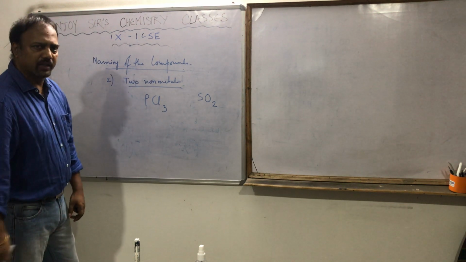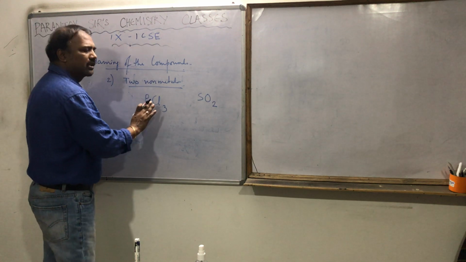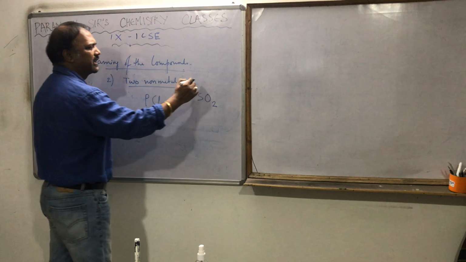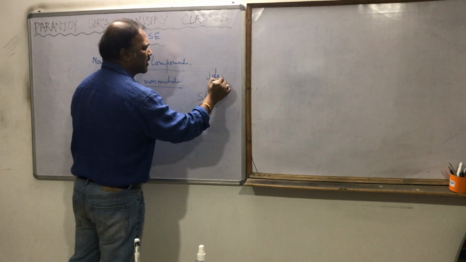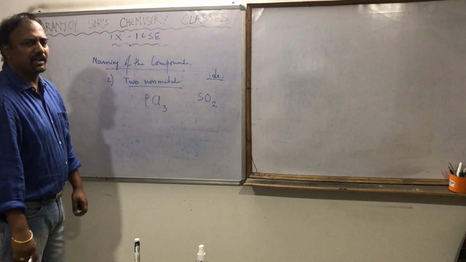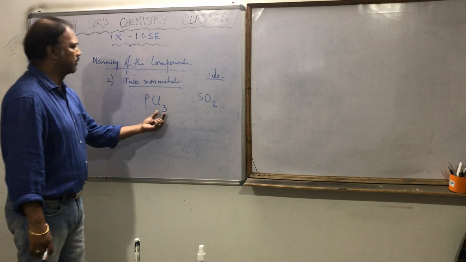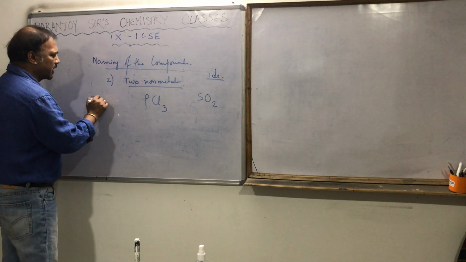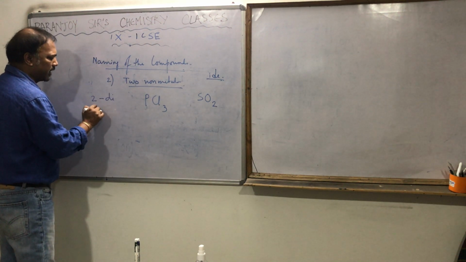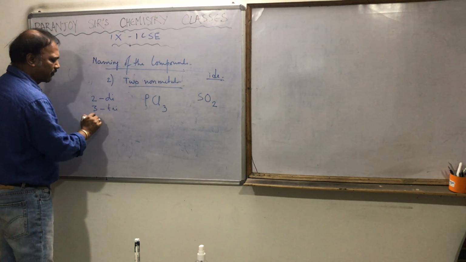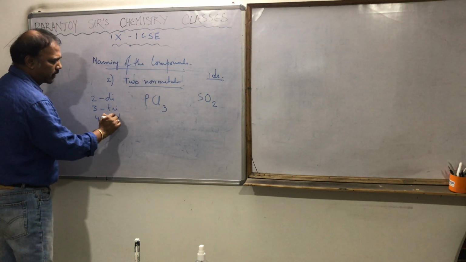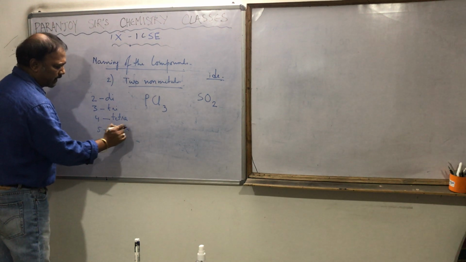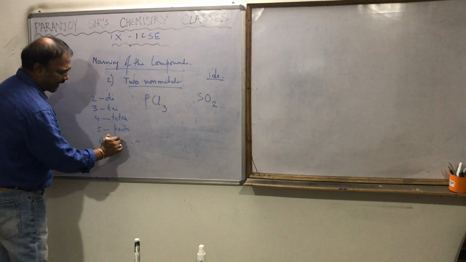Before the name of the second non-metal, obviously IDE will be there as the suffix. But before writing that, we must mention the number. If it is 2, we mention it by di. If it is 3, we mention it by tri. If it is 4, we mention it by tetra. If it is 5, we mention it by penta. If it is 6, we mention it by hexa.